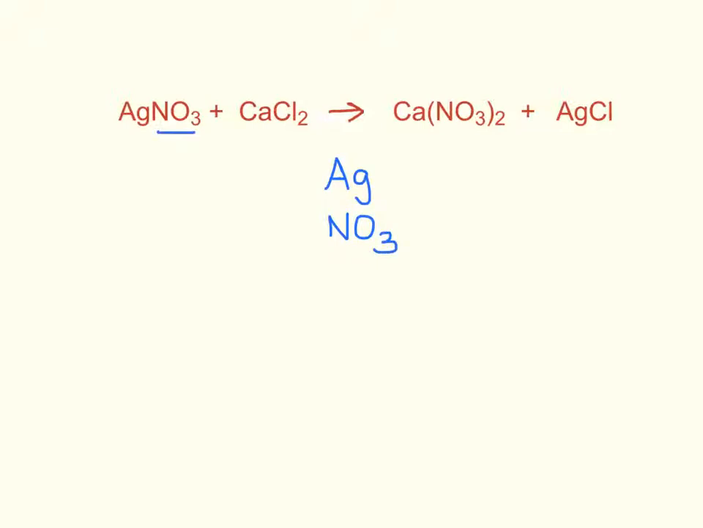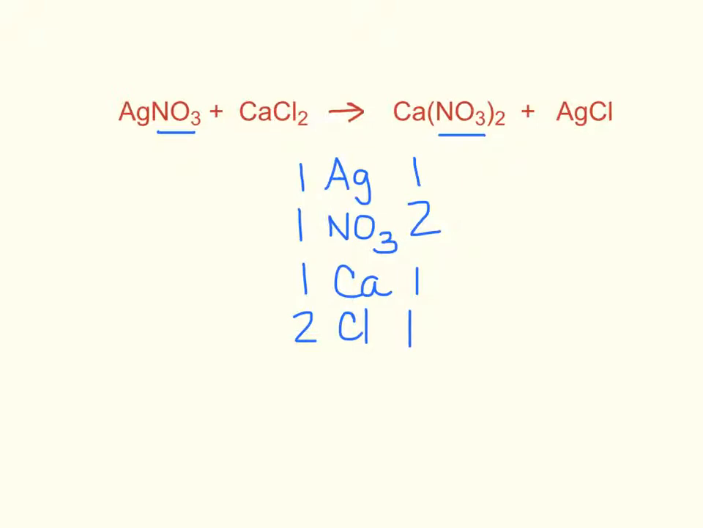I'm going to leave it as nitrate, calcium, and chlorine. And I'm going to go ahead and put in my numbers. One of these, one of these, one of these, 2 of those. 1 calcium, 2 nitrates, 1 silver, 1 chlorine.